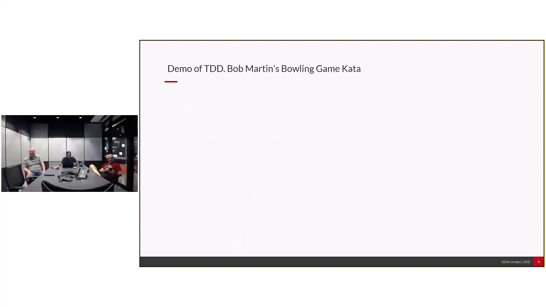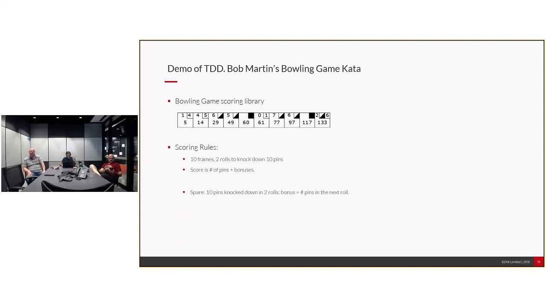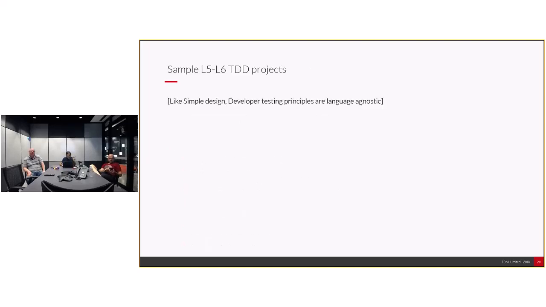So this is going to be a bowling game kata. I'm going to come to that towards the end of the slide section. Here are some sample L5 to L6 TDD projects.